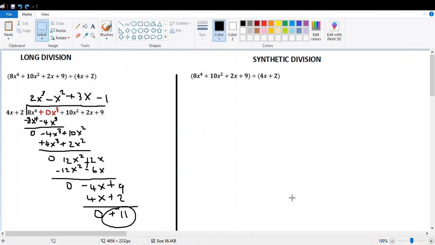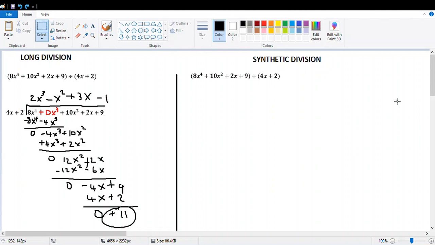Let me first provide the context for synthetic division. This method that I'm going to explain today has particular conditions. The first condition is the divisor must be a binomial, as we can see here. And the second condition is the greatest exponent of the divisor, or the degree of the divisor, must be 1. In this case it's 4x plus 2. Then x is to the 1 power, so it's possible to solve by this method.